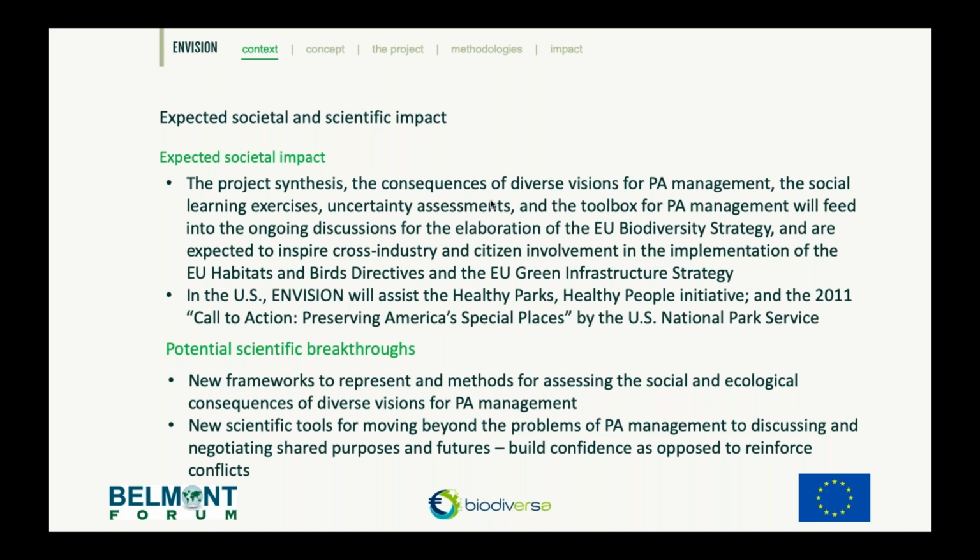But this is also a research project, and we foresee a number of scientific breakthroughs. Importantly, new frameworks to represent and methods for assessing the social and ecological consequences of diverse visions for protected area management, and new scientific tools for moving beyond the problems of protected area management to discussing and negotiating shared purposes and futures, with the emphasis on building confidence as opposed to reinforcing conflicts. We acknowledge there's many conflicts regarding protected area management, but how do we start to build common futures in an atmosphere of confidence as opposed to conflict?